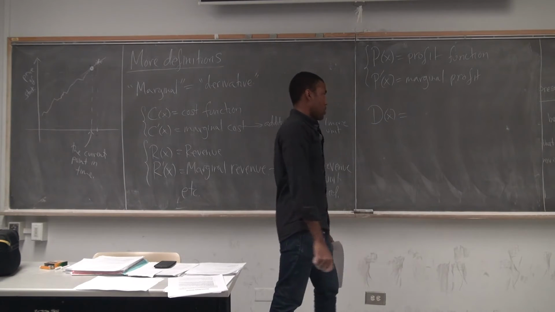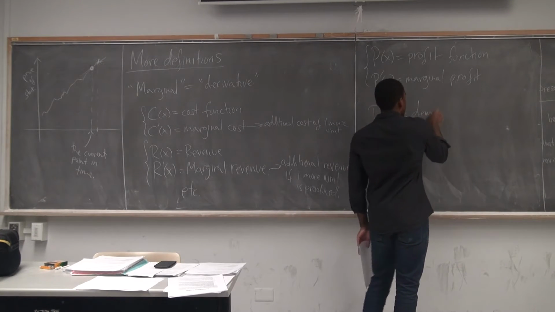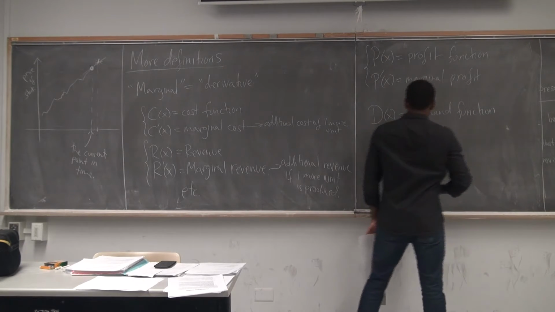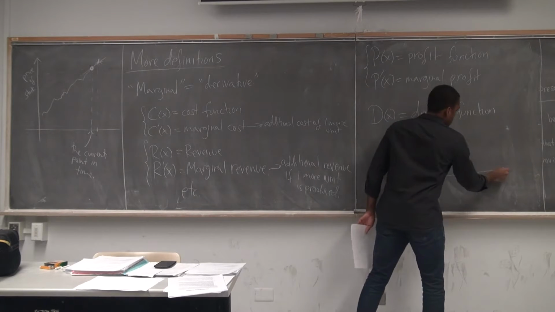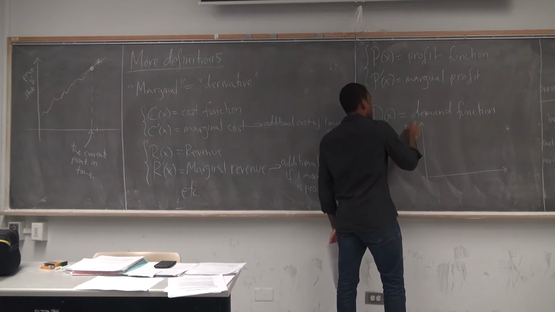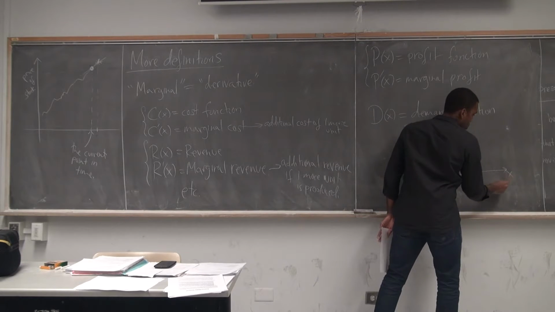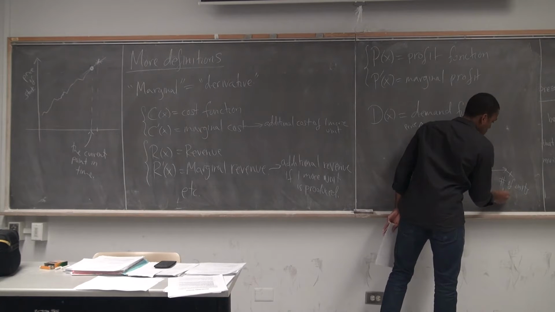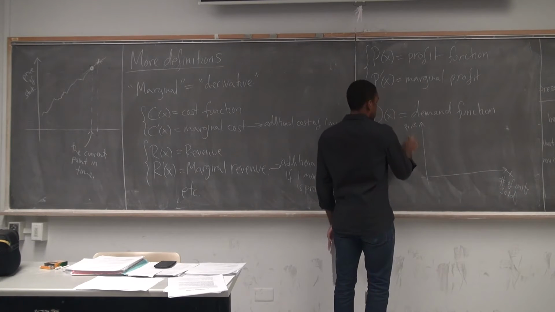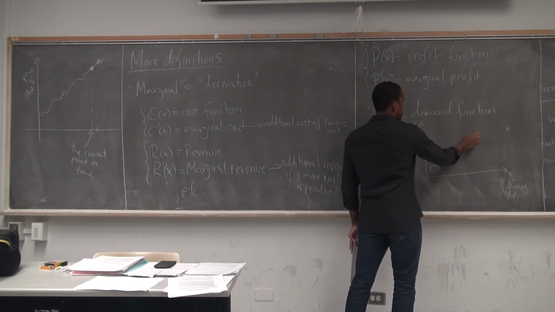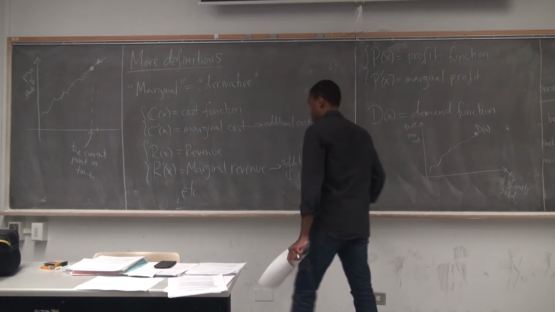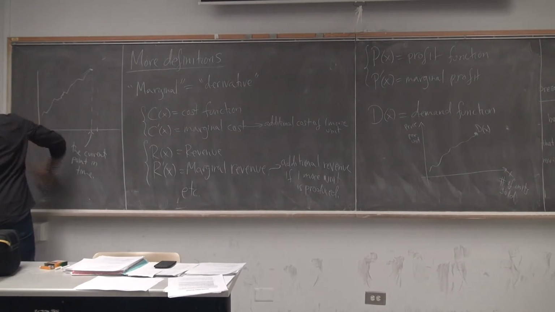D of x is the typical notation for what's called the demand function. It's the function that tracks the price per unit sold. So it tracks the price per unit based on how many units you're selling. Whatever function tracks that, you call it D of x. That's called a demand function.